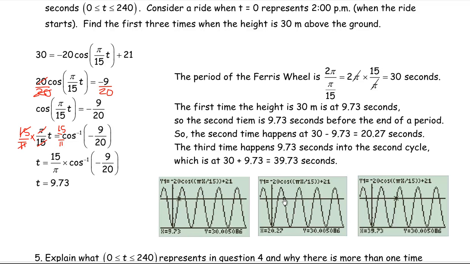And if we want to get to the third one, which is the next one right here, see, this would be 30 seconds and another 9.73. So that's why I would take 30 and add 9.73 to get the third one, 39.73 seconds. And of course, they're all after 2 p.m.